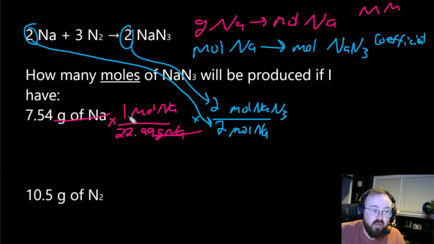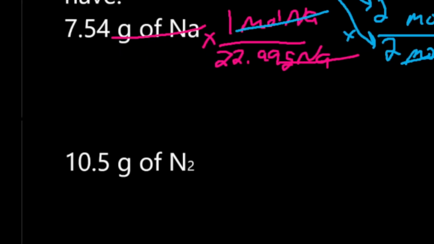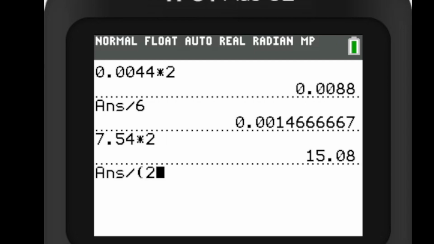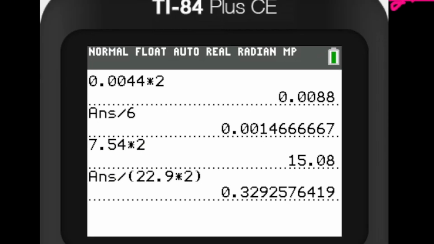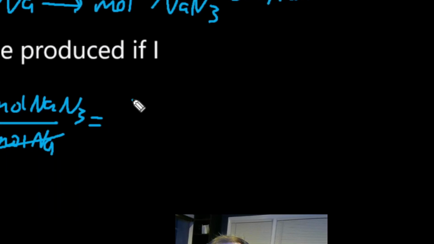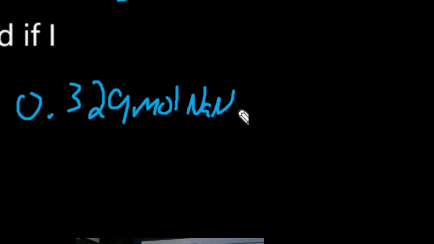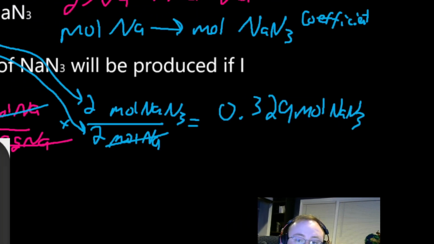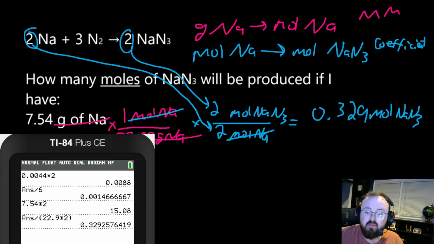Watch, keeping track of my units, moles of sodium, moles of sodium. And if I put this into the calculator, our final answer is, we have 3 sig figs, 0.329 moles of NaN3. And there is our final answer.